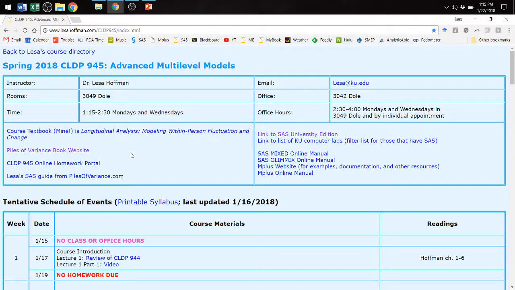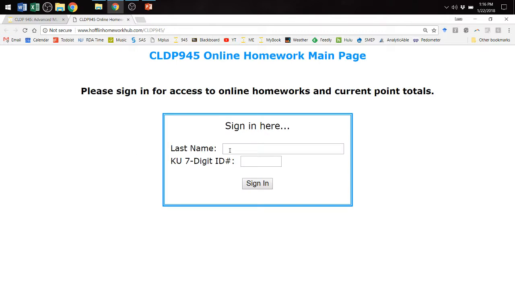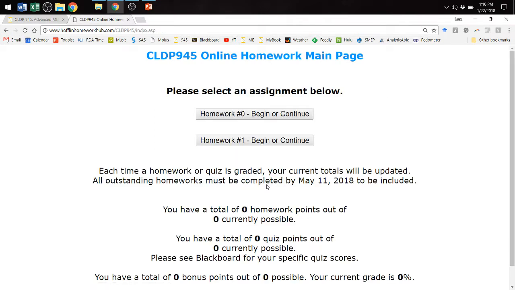So if you'd like to follow along with me, we'll do a quick demo here in class. The CLDP 945 homework portal link is alive. You should be able to sign in with your last name and your KU ID. I'm going to use one of my many dummy logins. You should see a page that looks like this. You all have it? Hooray!